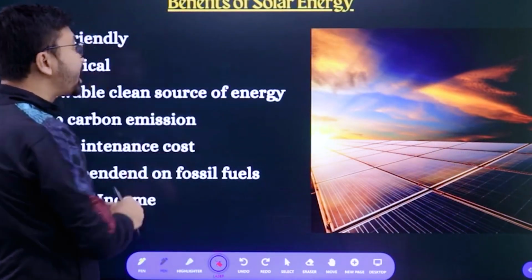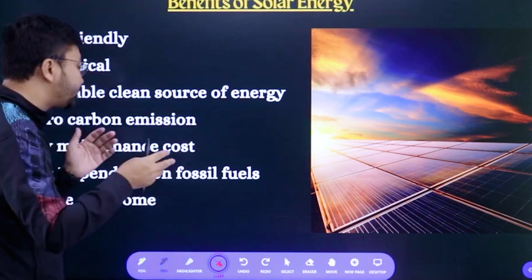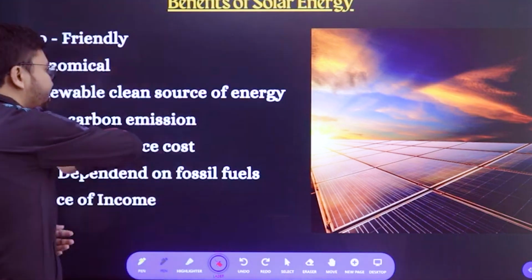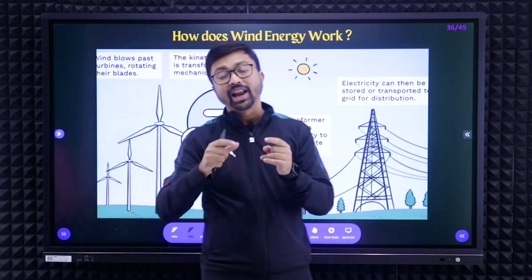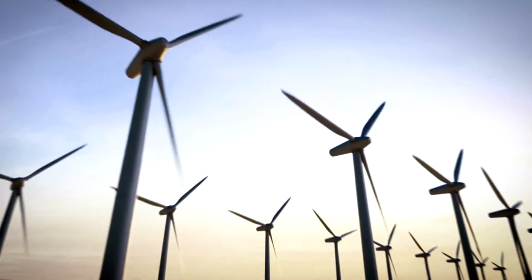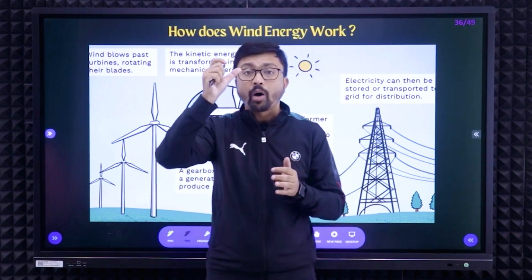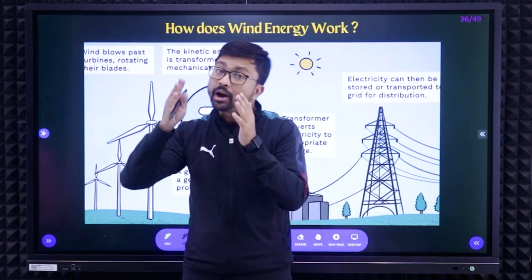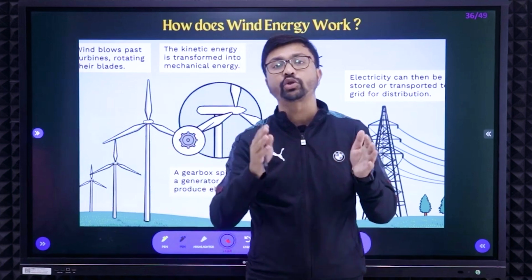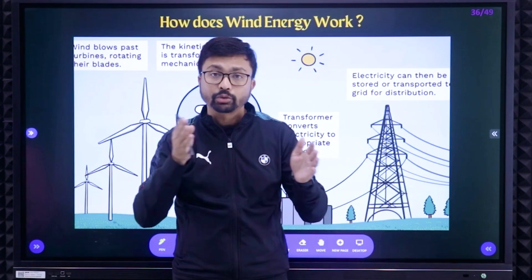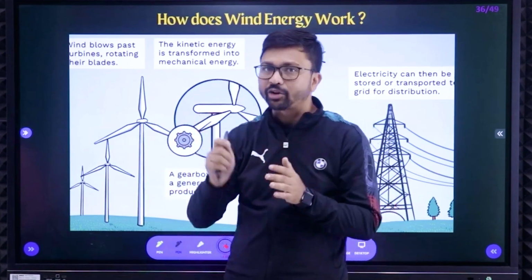Next, we have to discuss the other sources of energy. Let's see what is next. We have wind energy. Like solar energy, wind also has some advantages. What? This is free flowing. Till the time our planet exists, the wind will blow from one place to another, always from high pressure to low pressure, like the wind circulation.